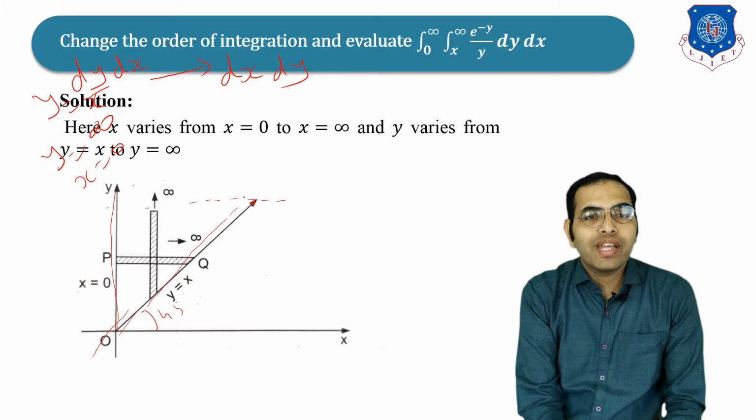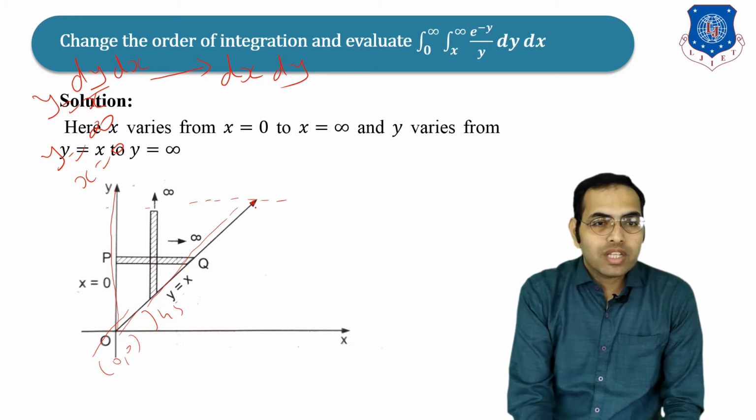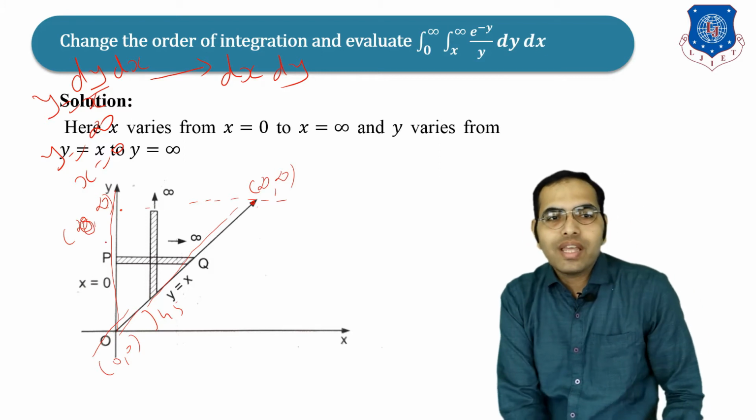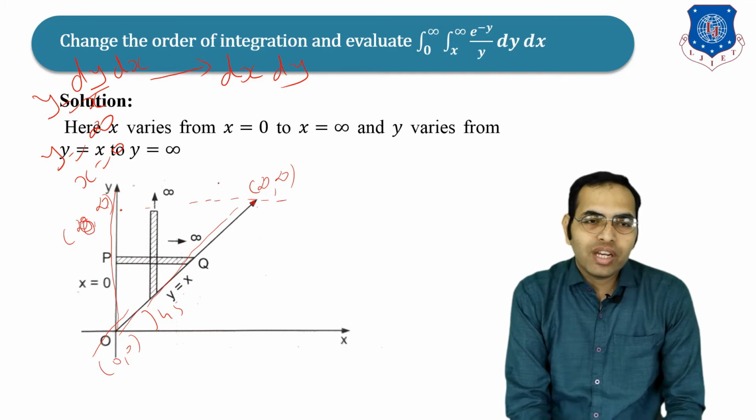Then we have to find the intersection points. Now this point, which is the origin, is our 0, 0 point. This point up at infinity is the point 0 comma infinity. Now we get the intersection points (0, 0), (0, infinity) and (infinity, infinity).